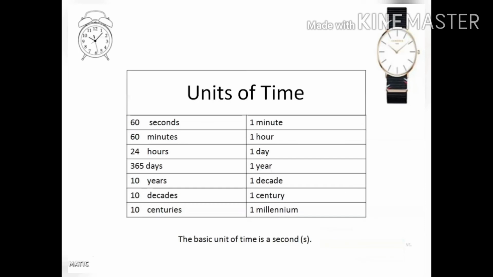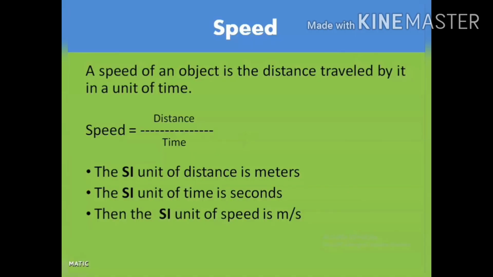Nowadays, we use different instruments like electronic clocks, digital clocks, etc. to measure time, like minutes and hours. Week, fortnight, month, season, annum are also units for measuring time. The basic unit of time is the second. Okay, children. Next, we will learn about speed. The speed of an object is the distance travelled by it in a unit of time.